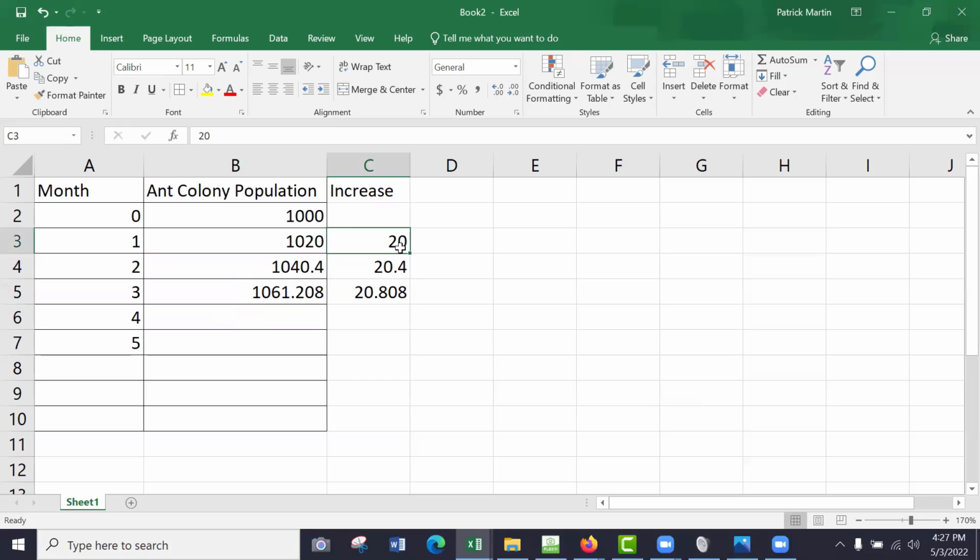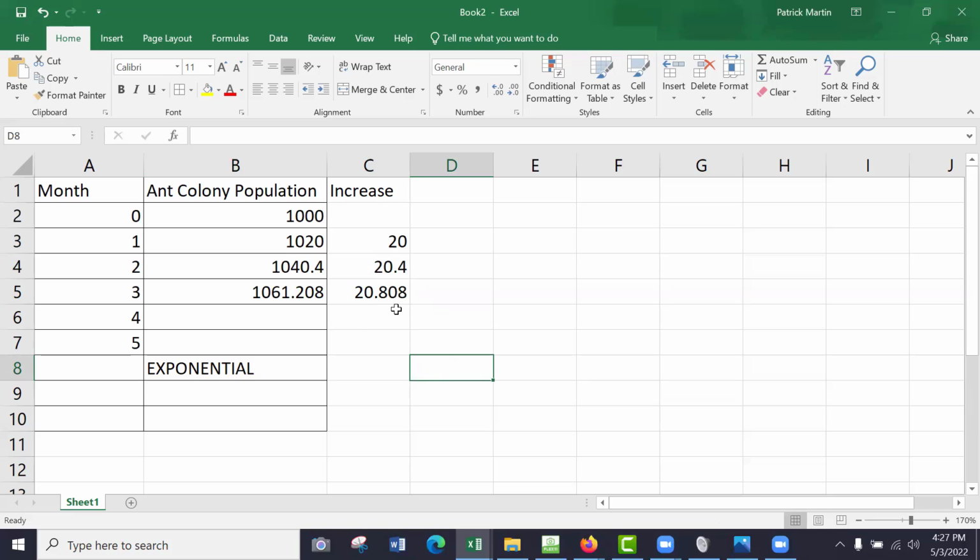So what's happening to the increases? They're going up. Each month we're getting an increase of more ants than the previous month. Yes. Does that imply a linear or exponential function? That's going to be a linear function. So this is exponential because the increases are changing. They're getting more and more. You're right. Absolutely right.